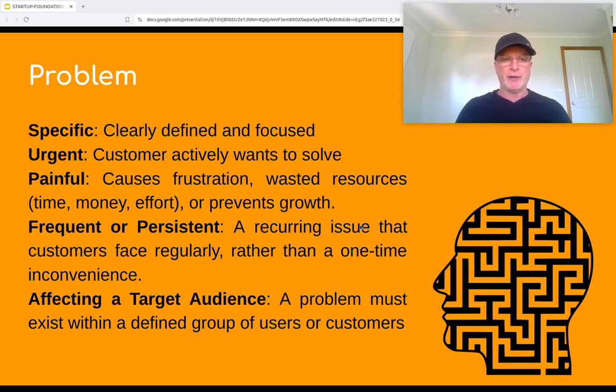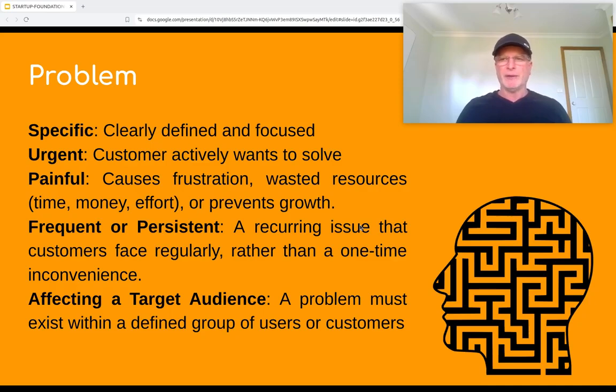It needs to be an urgent problem, something that customers are actively wanting to solve, and now, not in the far future. It needs to be painful, meaning causing waste, causing some kind of extra effort, preventing a business from growing. Automation is a really good example, because automation usually solves a problem of inefficiency. So the problem would be inefficiency or slow processes.